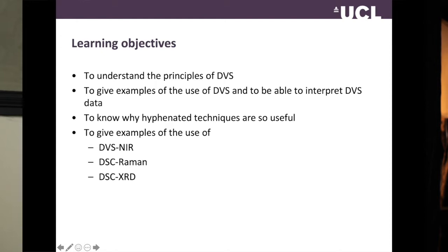So the learning outcomes from today are to understand the principles of dynamic vapour absorption, or DVS as I've called it on the screen, to give examples of the use of DVS, and that's pharmaceutical examples of DVS, and I've got to tell you there aren't that many, so it shouldn't be too difficult, and also to be able to interpret DVS data. Again, there are very few examples for pharmaceutical applications, and so interpretation isn't really that difficult. You just got to get your head around what the data are showing, but really it's all about water absorption, so it's not too difficult. Once we've done that, we're going to take a break.